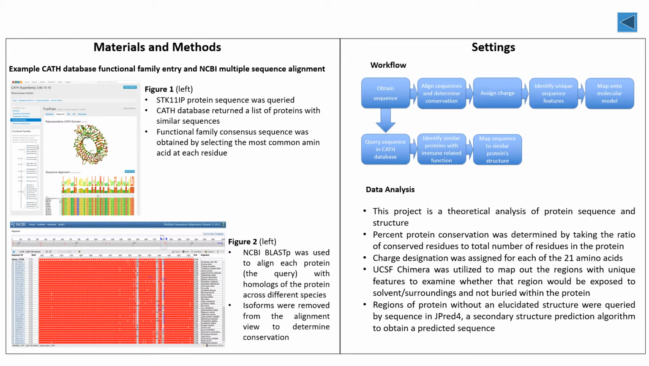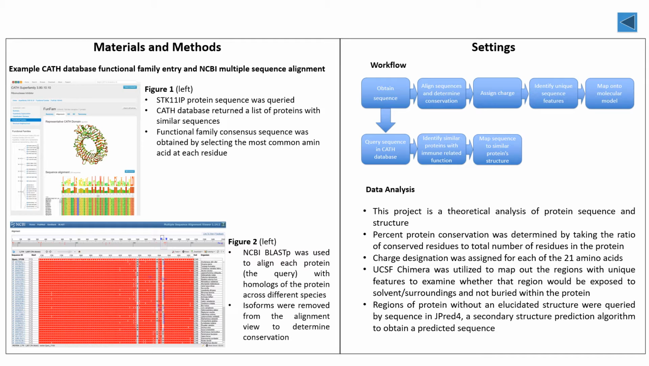We put the protein sequences in and queried them, and we got a list of different proteins that had similar sequences, and we filtered out the ones that were not homologs of that protein from different species. So we ended up with just the homologs. Then we went through and looked at conservation position by position. Was every amino acid residue in that position the same, or was it a conservative substitution?